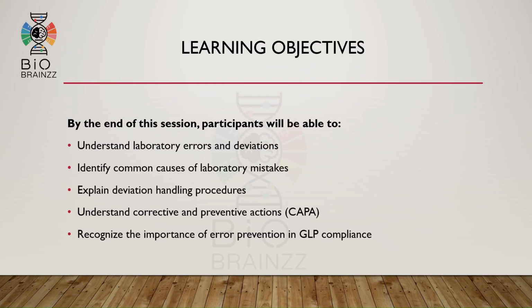By the end of this session, you will be able to understand laboratory errors and deviations. We will identify common causes of laboratory mistakes and discuss deviation handling procedures. We will also understand corrective and preventive actions, commonly called CAPA, and the importance of error prevention under GLP compliance.